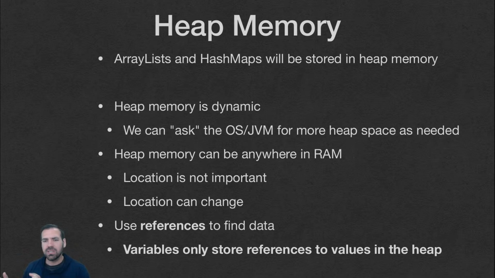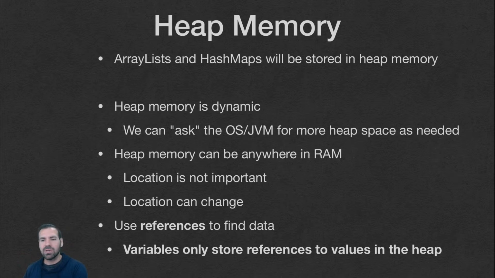The operating system is going to go somewhere in RAM. It could go absolutely anywhere, and we don't know, we don't care where we get some RAM. But when the operating system gets that memory for us, we need an array list, and our program's going to say that array list is going to take up 100 bytes of memory. It's going to go to the operating system and say, hey, operating system, I'm going to need space in the heap for 100 bytes.